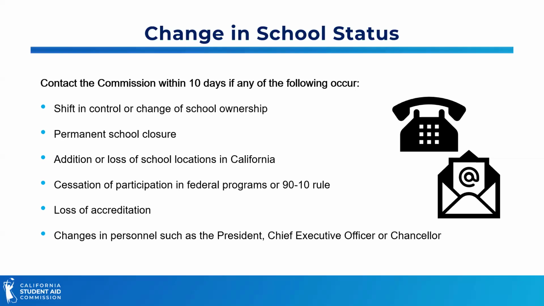Now, also, if a school loses accreditation, or if there are major changes in personnel, such as the president, the CEO, or the chancellor, you'll definitely want to contact the commission and find out if an IPA update is needed.